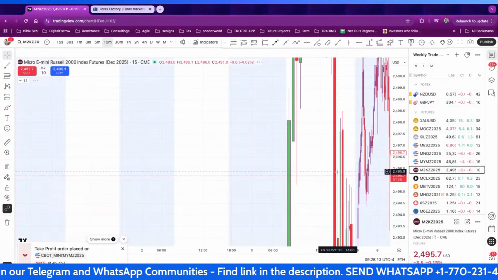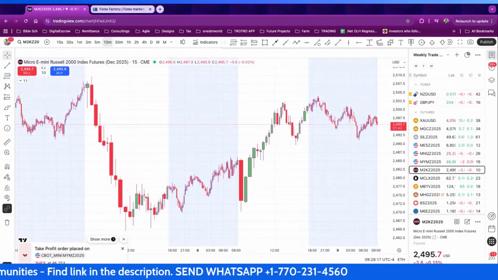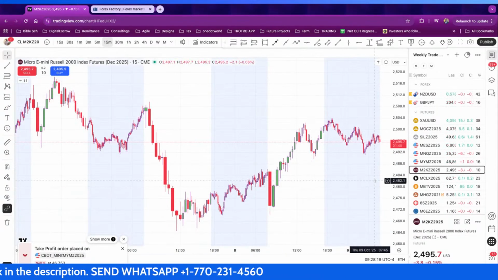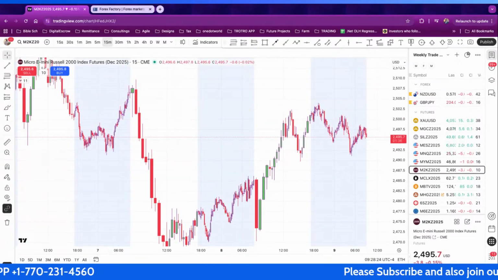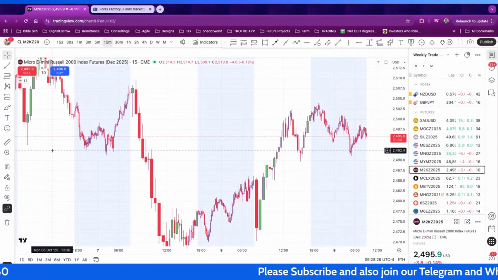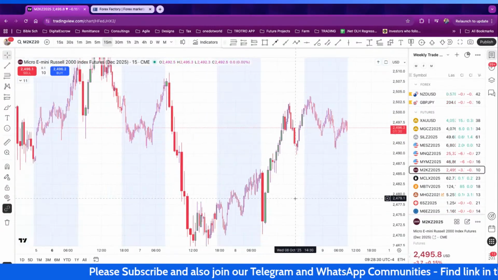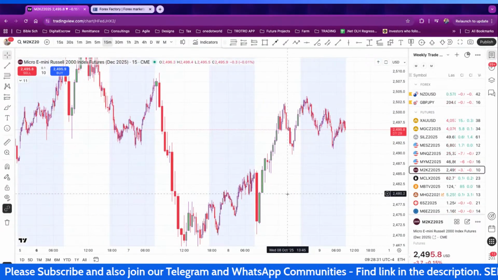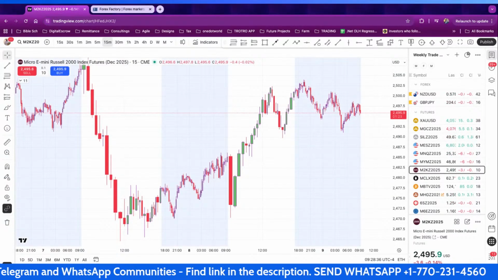What about the M2K, the Russell, right? So for the Russell as well, what are we looking at? For our demand, 15-minute demand zone. If there are any supply, I don't see. There is a supply sitting right here at the top. So we'll put in the supply as well, and then the demand as well. The market is just about 2 minutes from opening.